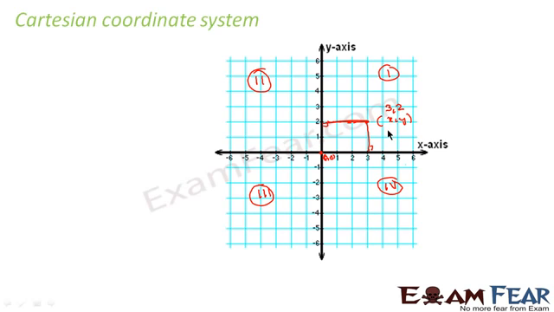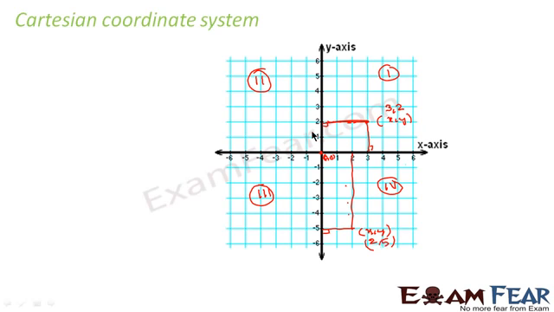Again, let's take one more example. Let's take this point here. This point is also x and y, correct? To find x, what will we do? We have to find the perpendicular distance from the y-axis. This is 2 points, so x is 2. For y, we have to draw a perpendicular to the x-axis. How many points is this? 1, 2, 3, 4, 5. This is 5. So the point is 2, 5.